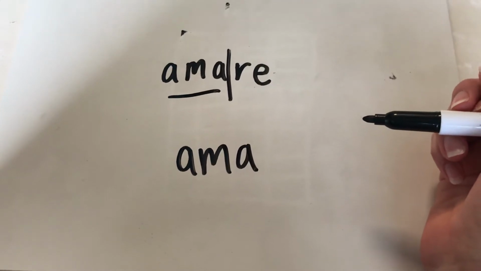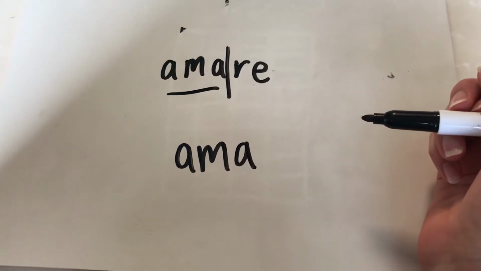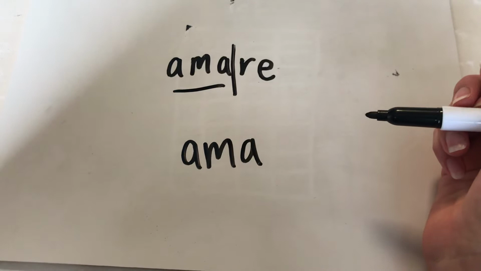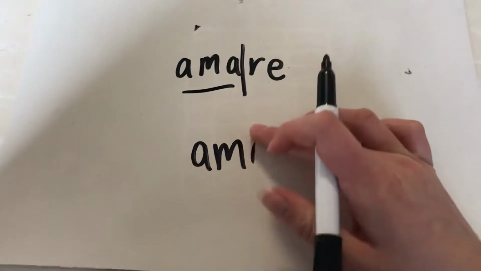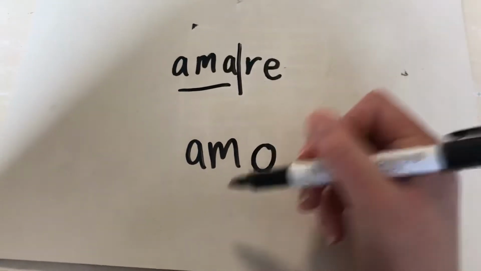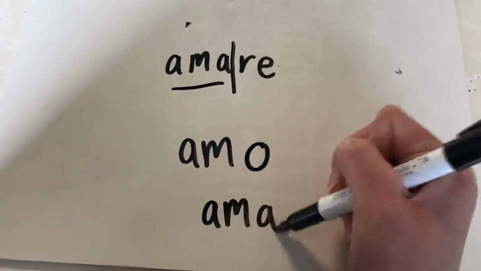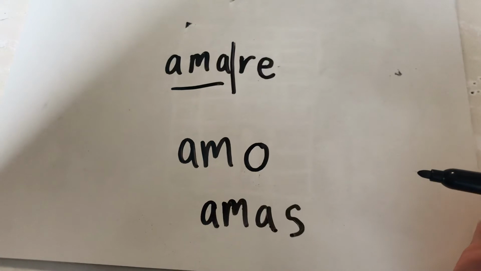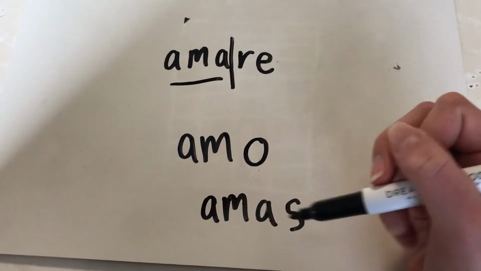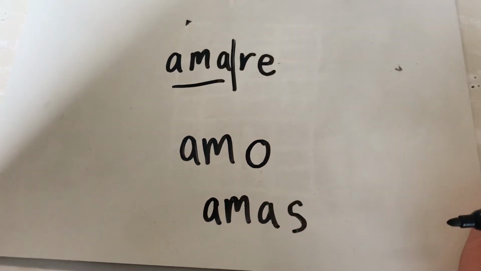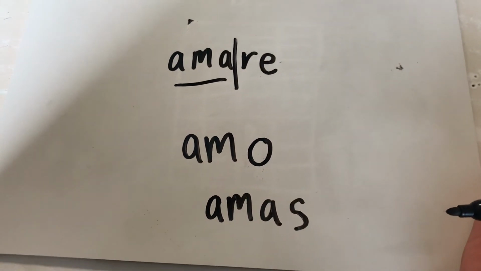So any of the endings we find, we can add to this stem, except the very first ending, o. For that one, we want to take off the a and just add o. Otherwise, we take our ama and we add our ending. Then we take the meaning of our ending. For s, it's you, and we add it to the meaning of our stem, which is love. You love.